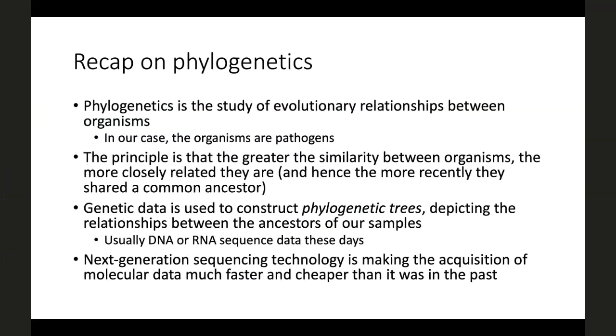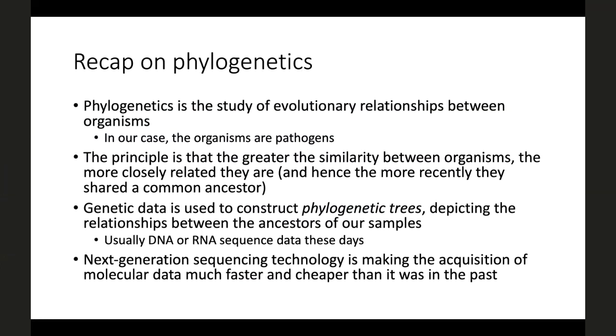So I thought I'd start with a quick recap on phylogenetics to make sure everyone's up to speed on that. So we're talking about the study of evolutionary relationships between organisms. And in the cases we're looking at, the organisms are pathogens. The guiding principle behind all of phylogenetics is that the greater the similarity between two organisms, the more closely related they are. And hence, that means they more recently shared a common ancestor with each other.